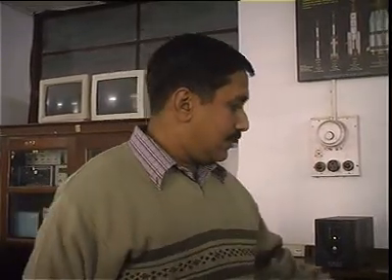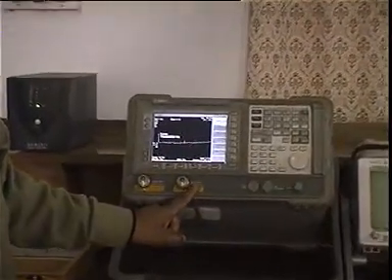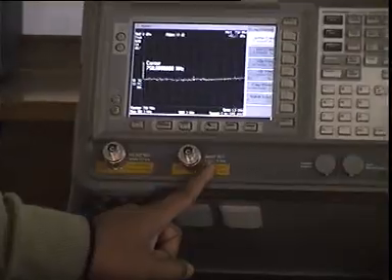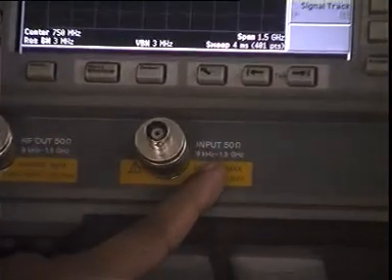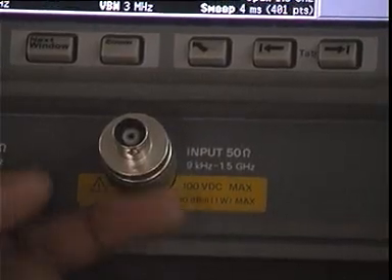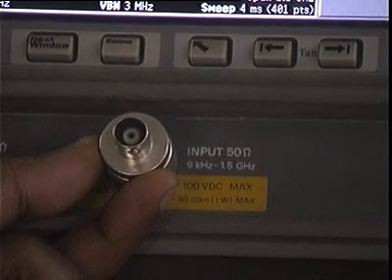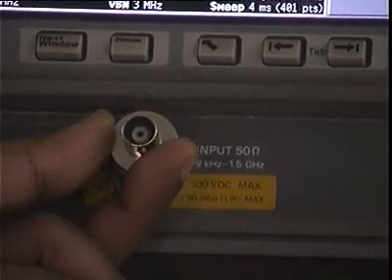Before we proceed further, let me just mention one more important thing. When we have this BNC connector here, you notice next to it is written input 50 ohms. Now what does this input 50 ohms mean? This means I should connect a cable which has an impedance of 50 ohms to this connector, because there has to be an impedance matching between the cable and this connector.